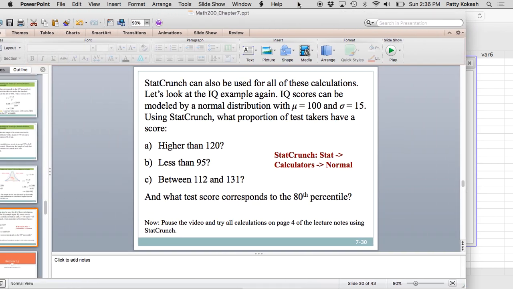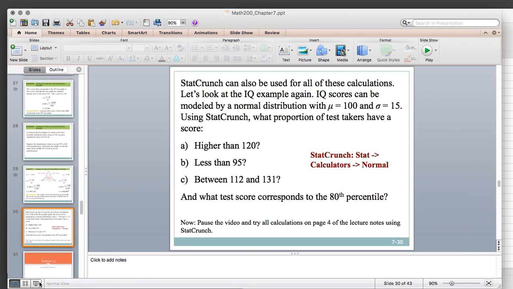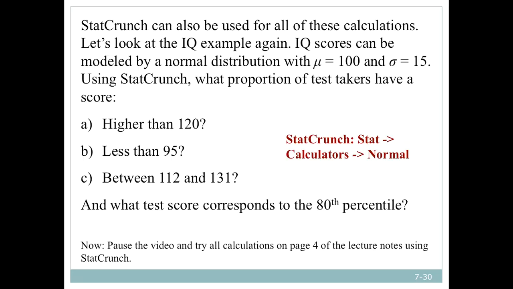So what I would do at this point is recommend that you pause the video and try all of the calculations that are on page 4 of your lecture notes for this week using StatCrunch, and make sure that you're able to replicate those answers. Now, the answers might be slightly different based on rounding, okay? But in general, they should be pretty close. So I would make sure that you can get all of those answers by hand and using StatCrunch. It would be a good time to go ahead and pause that and give that a try.